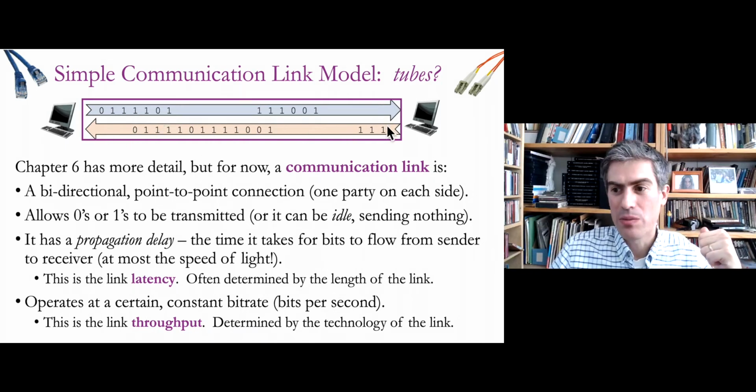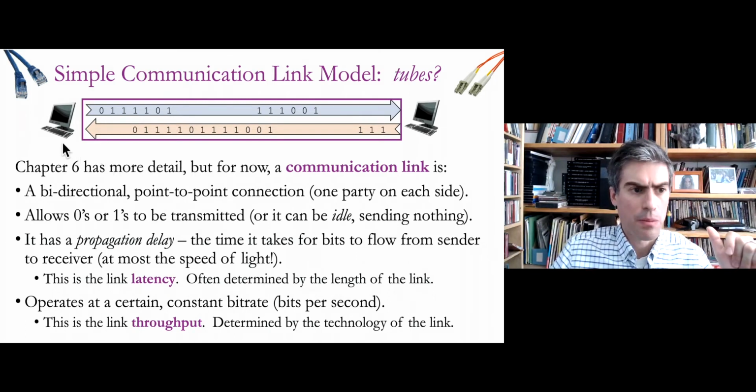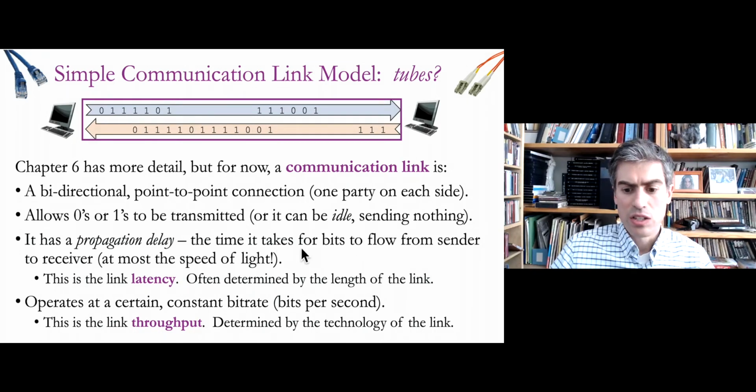They're bidirectional. We'll think of them as bidirectional right now. Wireless is not bidirectional. We'll talk about that later. But anyway, they're point-to-point connections that are bidirectional and allow zeros or ones to be transmitted, or for nothing to be transmitted. In other words, the link can be idle or it can be active. There's a propagation delay associated with the link. So when the sender sends a 0 or a 1, it takes some time for it to reach the other end, which is the destination.